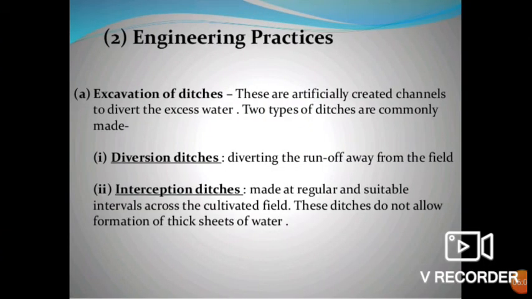Engineering practices. Excavation of ditches. These are artificially created channels to divert the excess water. Two types of ditches are commonly made. Diversion ditches, diverting the runoff away from the field. Intersection ditches, made at regular and suitable intervals across the cultivated field. These ditches do not allow formation of thick sheet of water.